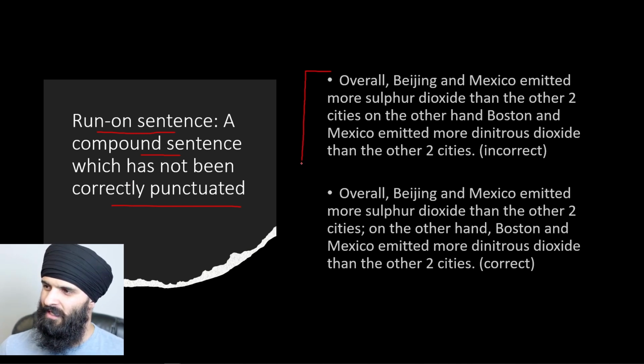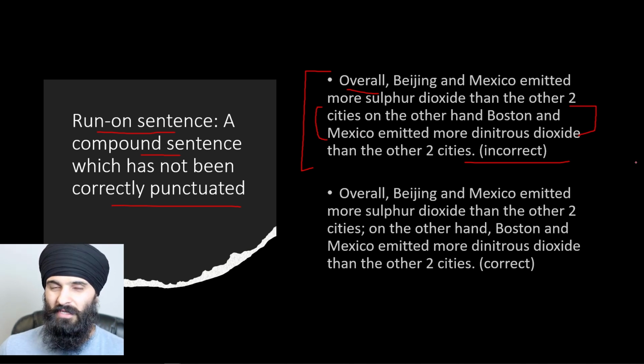Look at this bit here that says, overall, Beijing and Mexico emitted more sulfur dioxide than the other two cities. On the other hand, Boston and Mexico emitted more nitrous dioxide than the other two cities. Now, this is incorrect. Why? I'll let you guess. Do you know what it is? It's basically a comma that's missing.